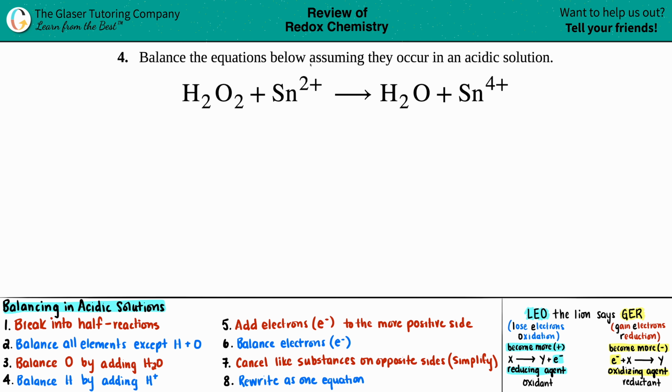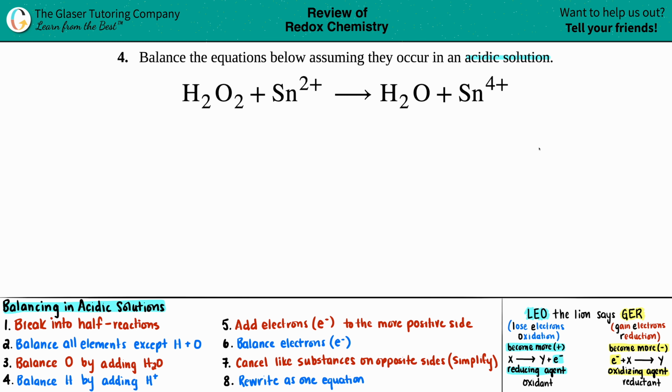4. Balance the equations below, assuming they occur in an acidic solution. Okay, so in this case, we have hydrogen peroxide, so H2O2 plus Sn2+ yields water, H2O, plus Sn4+. Now, we have to balance this in an acidic solution.